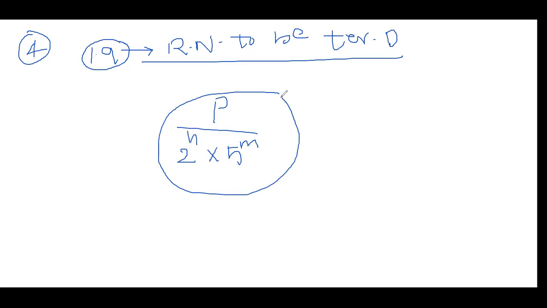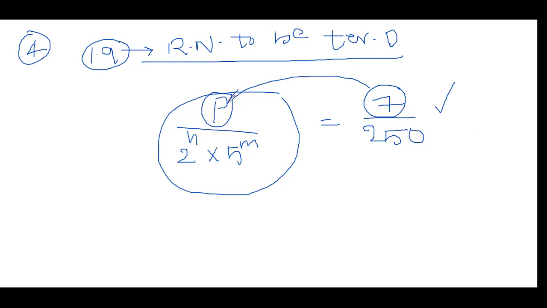For example, now see that here the question is 7 by 250. The given question, can you write in the form of p by 2 power n into 5 power m? Yes or no? If you are able to write in the form of this, then you can say that this is terminating. How can you decide that? The numerator is p. Here p is 7. 7 is equal to p.